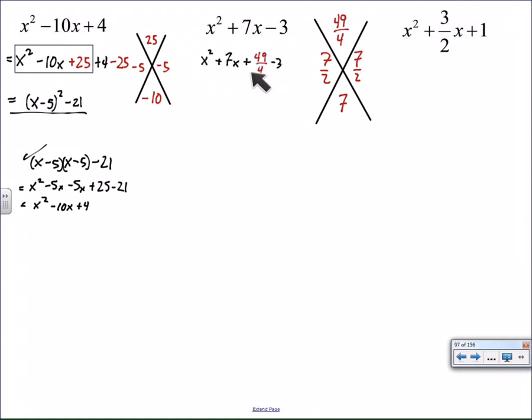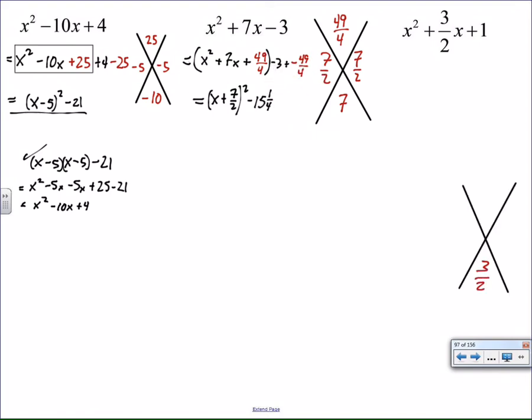So by adding 49/4 and then taking away 49/4, I create a perfect square up front, and I know that 7 halves will be the factor piece. Boom. And then this, I did some mental math. I was able to do this in my head. Either way, you should eventually get 15 1/4.